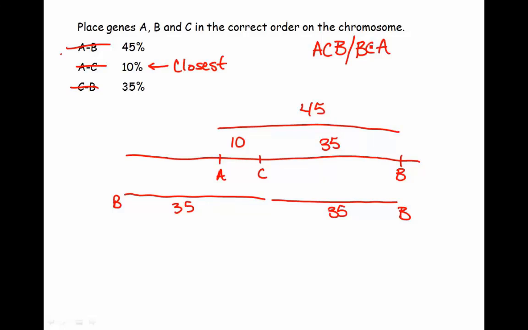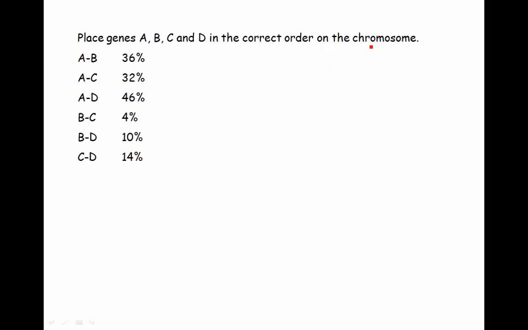Now, if we throw in a 4th gene, notice that now we've got more combinations, so we've got more recombination frequencies to deal with. The approach is really the exact same, so I'm going to draw a chromosome here. I'm going to start with the 2 genes that are the closest together, which is B and C, and they are 4. So I'm going to put my B and C right next to each other. They are 4 apart from each other.